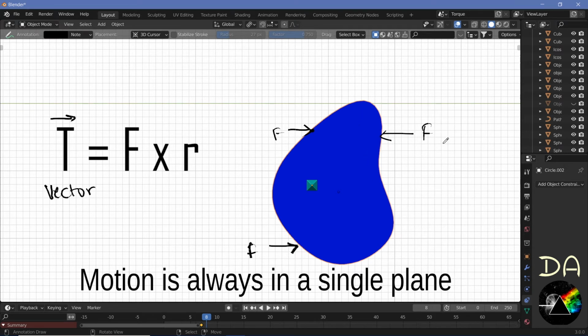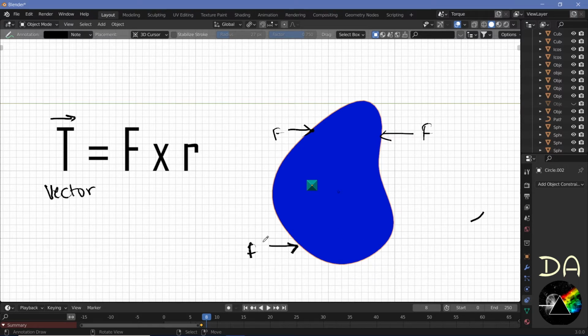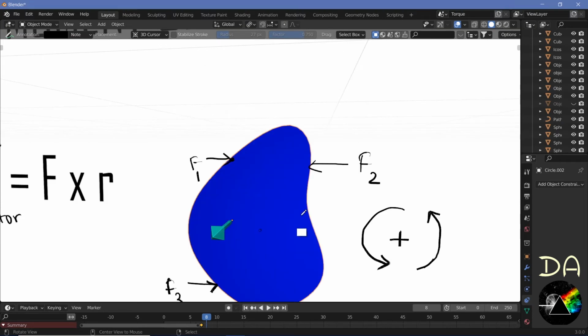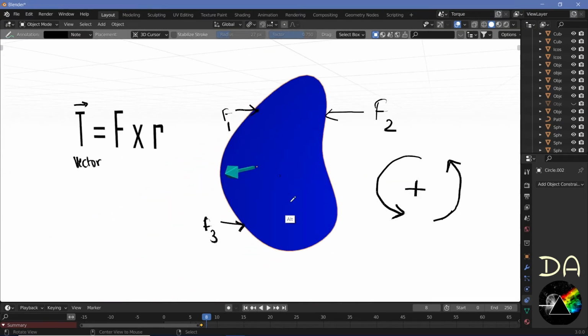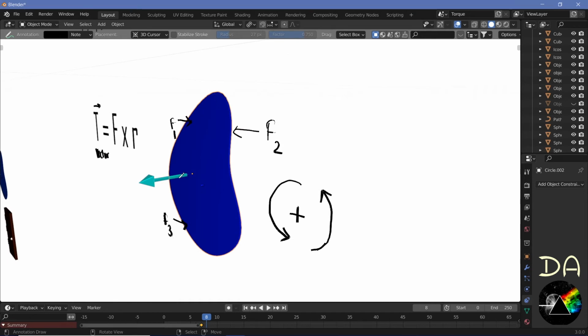That means if we have a torque that's causing an anti-clockwise motion, so that would mean this force, we'll call this force 3, force 2, and force 1. Force 3 and force 2 would be causing torque in an anti-clockwise motion. So in anti-clockwise motion, the torque would be considered positive, and the direction of the torque would be pointing outside the screen. So in fact, the direction of torque would be like this, pointing out of the screen.